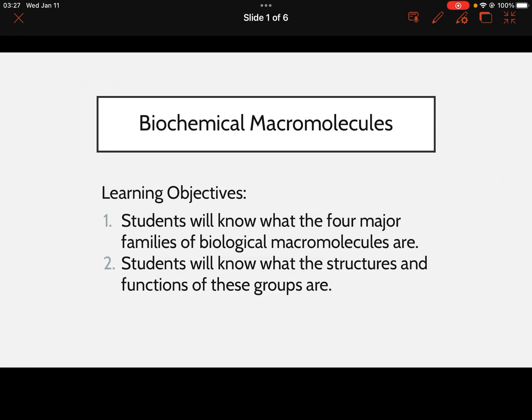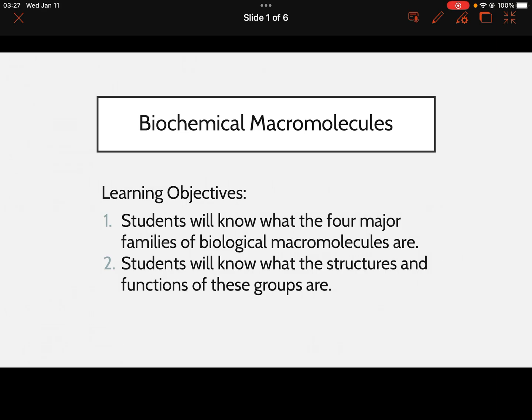Good morning, everybody. As promised, today we're going to be taking a look at biochemical macromolecules. And these are the large molecules that make up the bulk of the mass of most living organisms, of all living organisms. You're going to see different names for this. It's not always called biochemical macromolecules. Sometimes it's biochemical compounds or biomolecules. It all means the same thing.